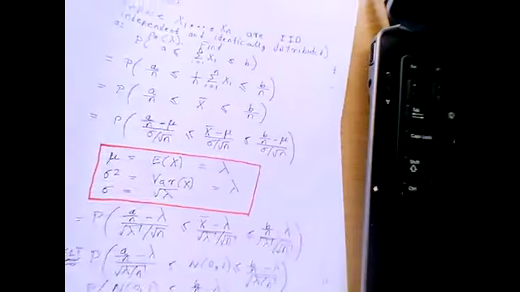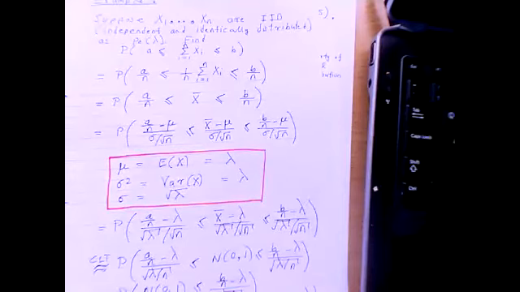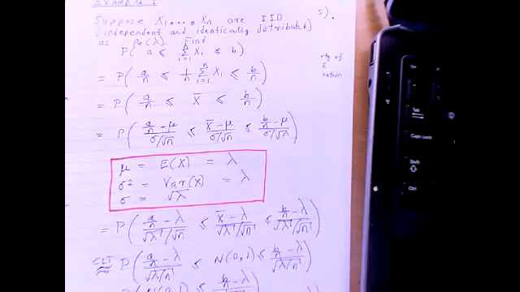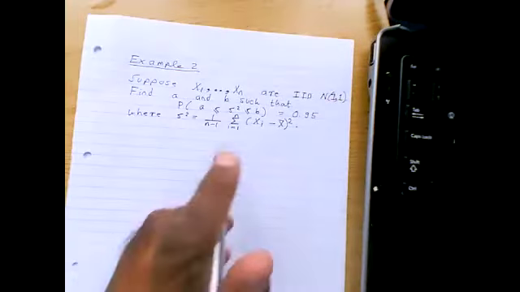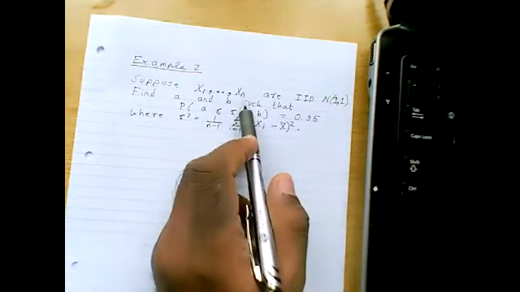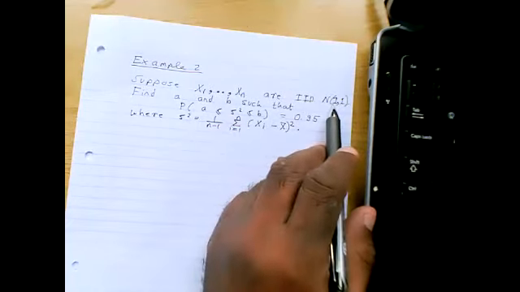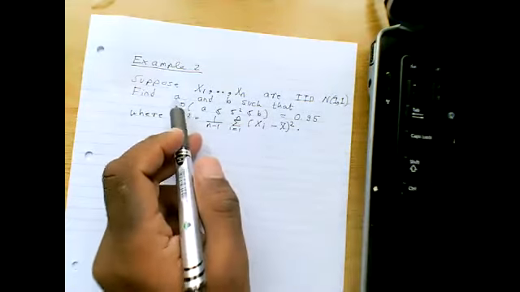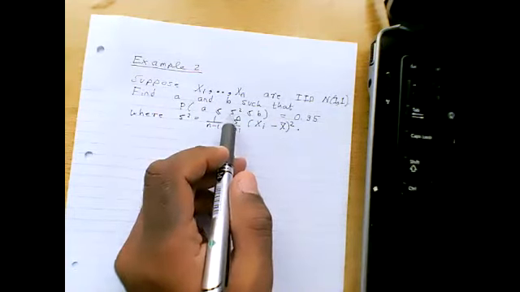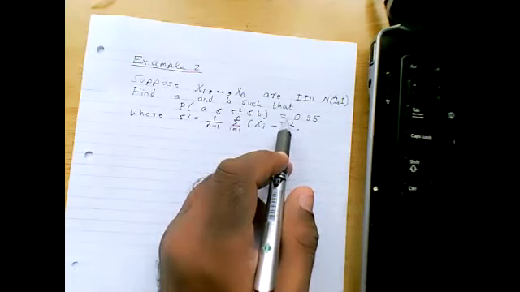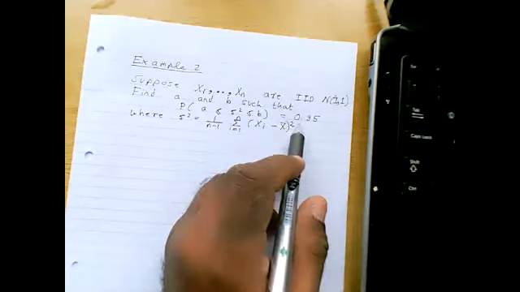Okay. Let me go to the next example, which is example 2. Example 2 is this one. All right. Suppose you have a random sample from a normal with mean 1 and variance 1, and we want to find A and B such that the probability that the sample variance is between A and B is 0.95.